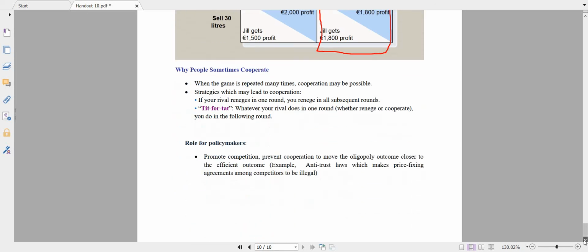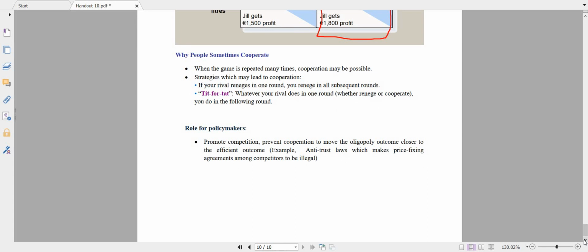Now, there are just a few things left in this chapter. Why people sometimes cooperate. When the game is repeated many times, cooperation may be possible. Up till now, we have assumed that the game is only played one time. If it's a one-time game, then of course there's greater incentive to cheat and gain short-term profits, because you know that this relationship is not going to continue in the future, so let's just cheat now, gain the profits, and enjoy life at this particular point in time.